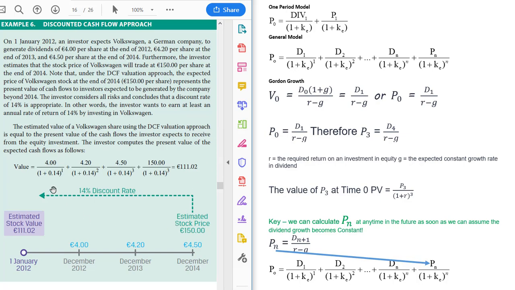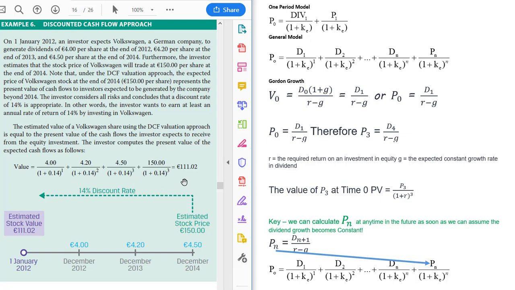D1, present value of D2, present value of D3, plus the present value of P3. Okay, so you can see that's 1 year, 2 years, 3 years. That's what we're using in the denominator.